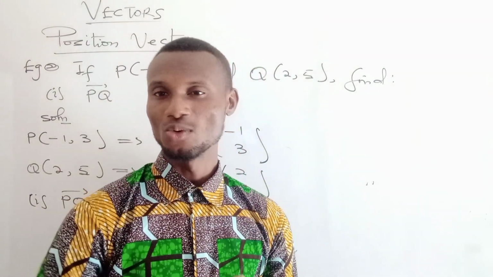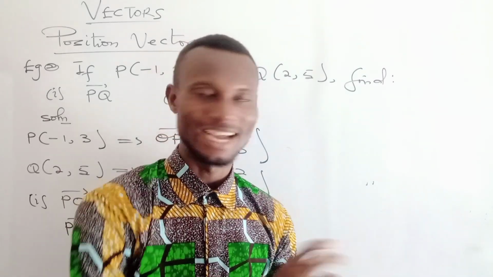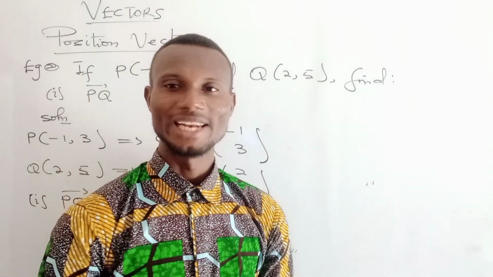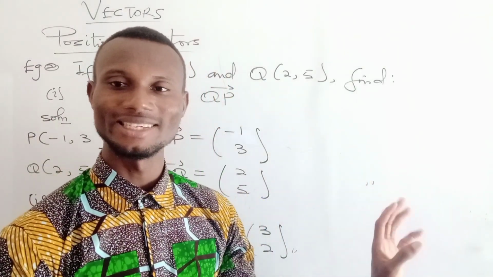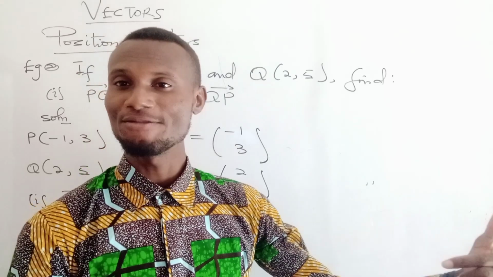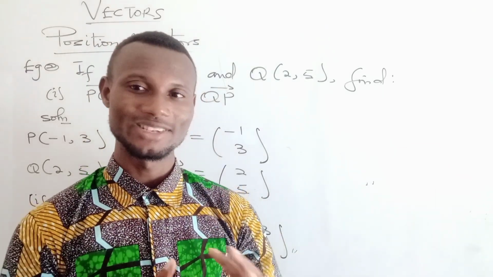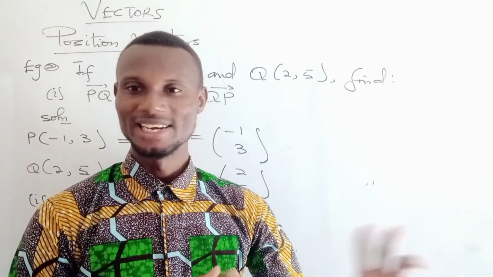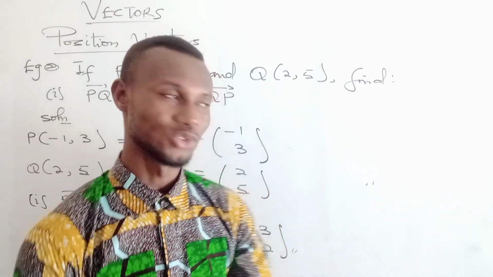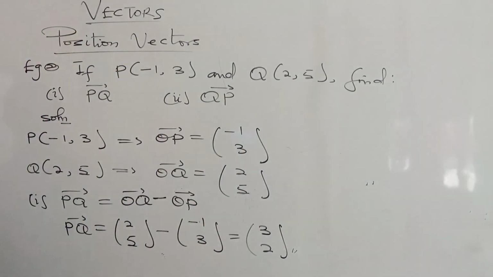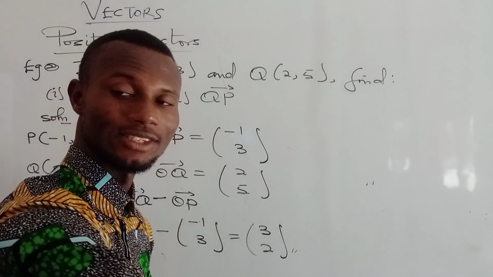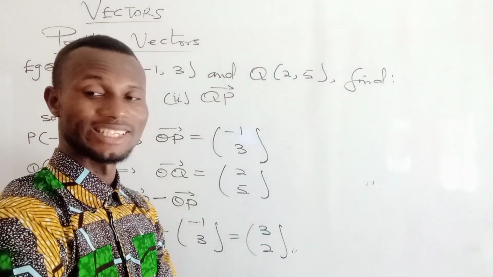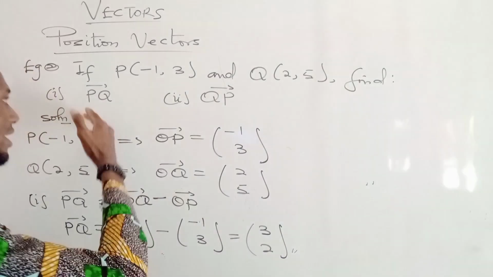So now let's go ahead and handle part II as well. Part II is saying that we should find the vector QP. Now if you observe carefully, you can see that QP is just the inverse of PQ, and I've taught you the inverse of a vector in the first video. I've explained all these things in the first video. That's why I keep on encouraging you to watch the first video. So the QP that you have to find, which is part II, is just the inverse of PQ.